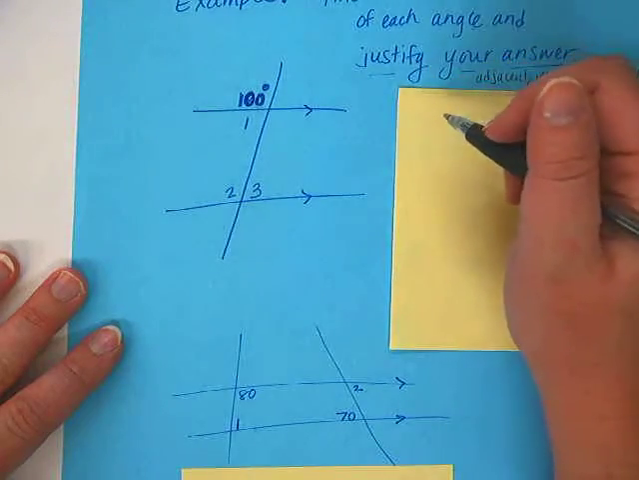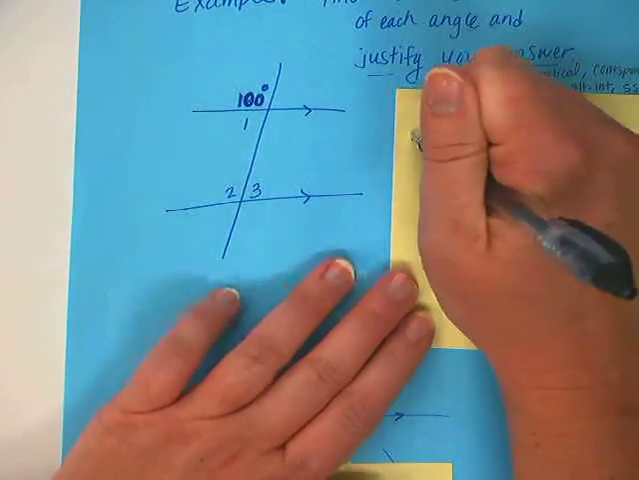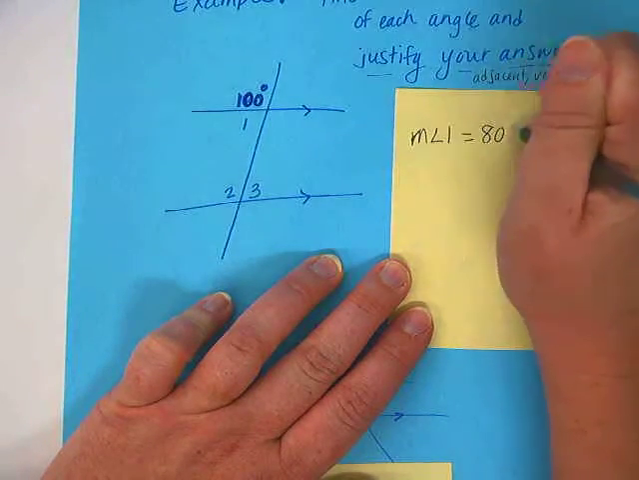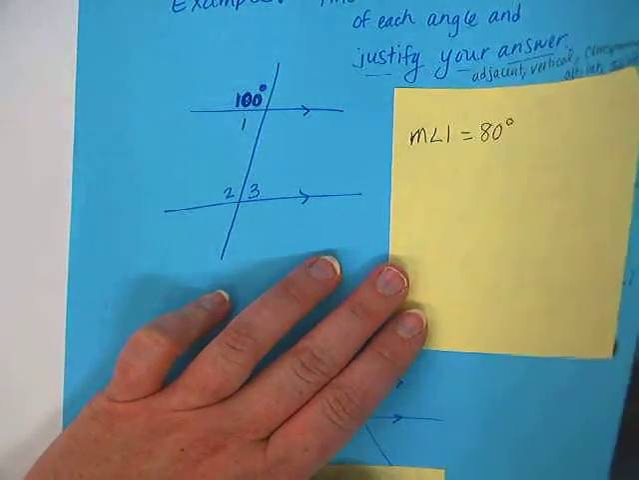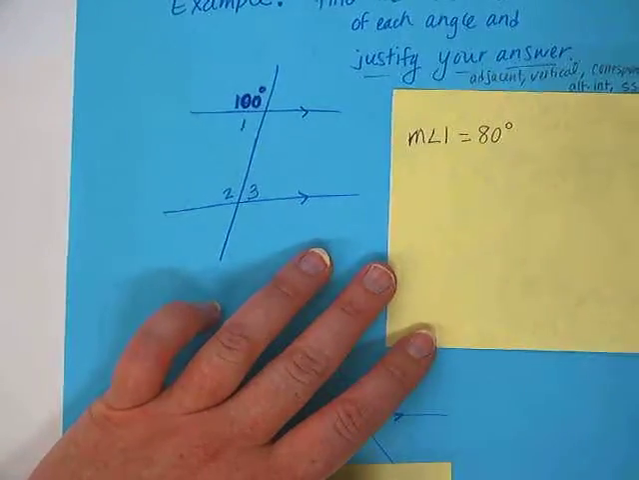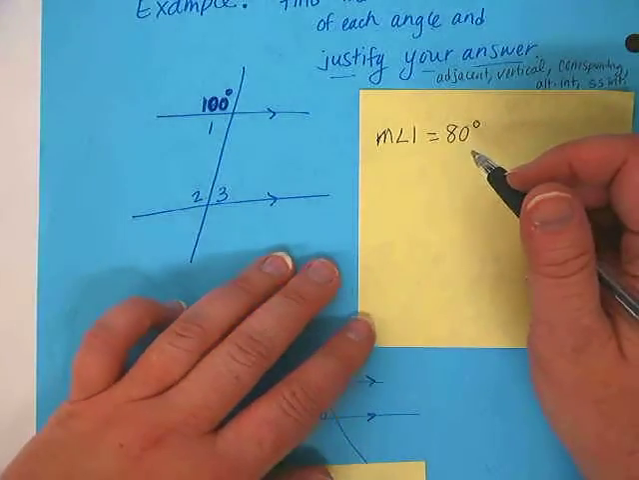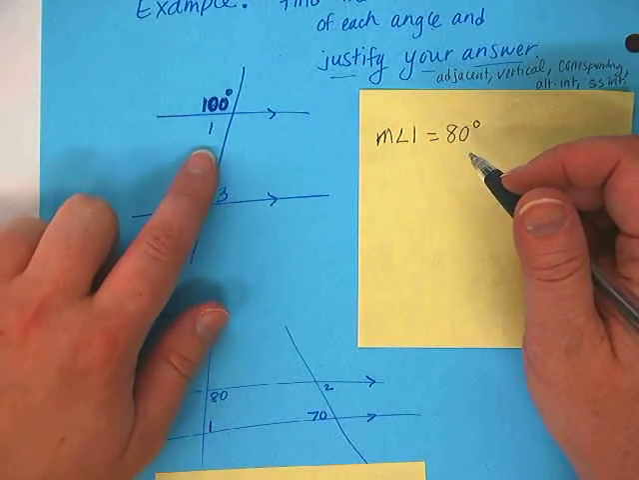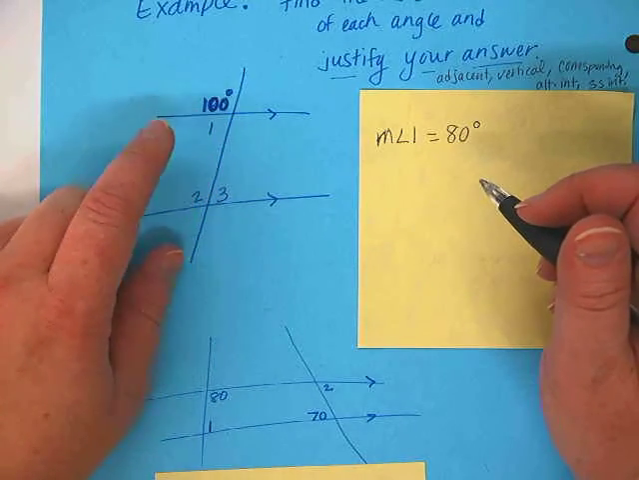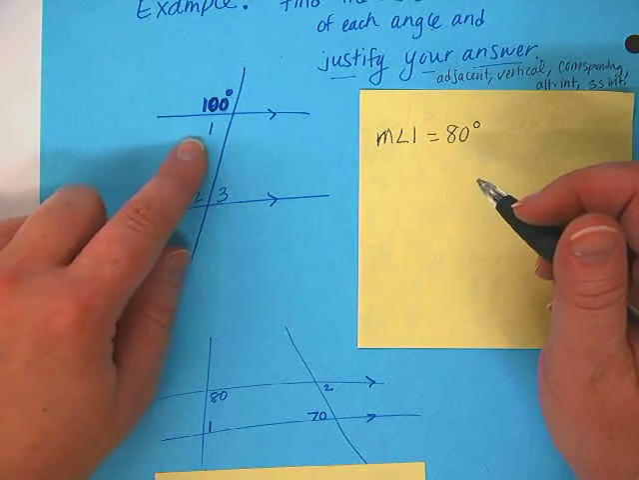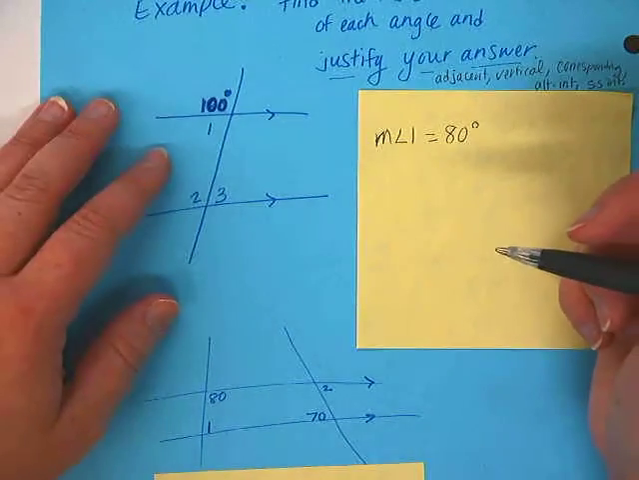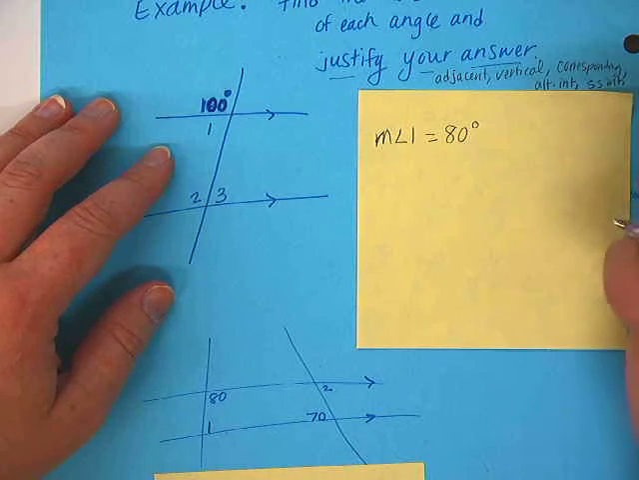Okay, I got an answer from Jonathan. He thinks that the measure of angle 1 would be 80 degrees. What do you guys think? Jonathan, what's your thinking on that one? Why do you think it's 80? Okay, because it's adjacent, alright, but is there something else that it's related to that helped you figure out that it was 80 and not 60 or 70? Those are all acute angles. Why 80?